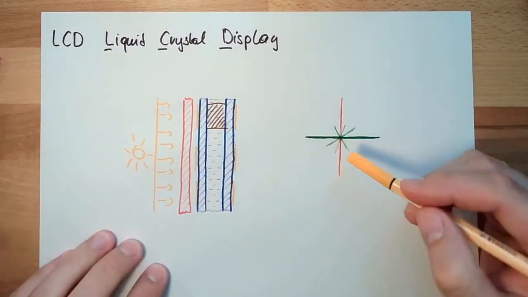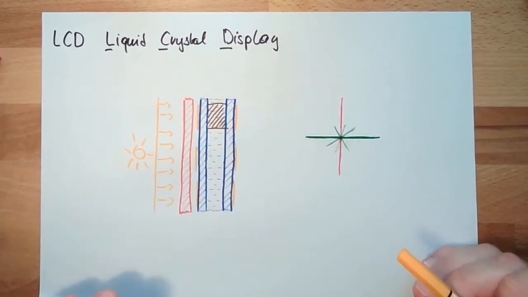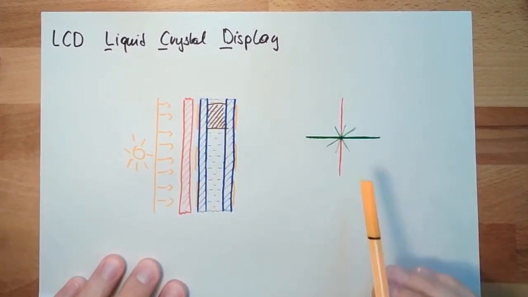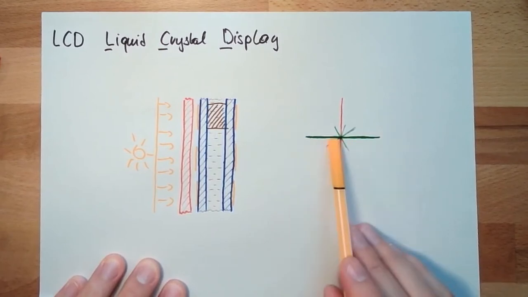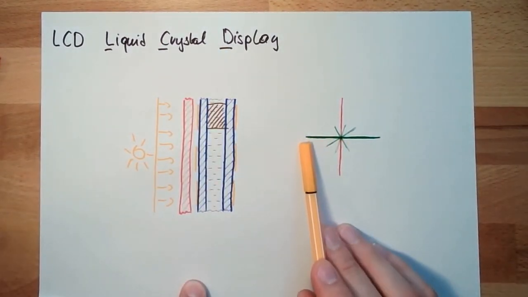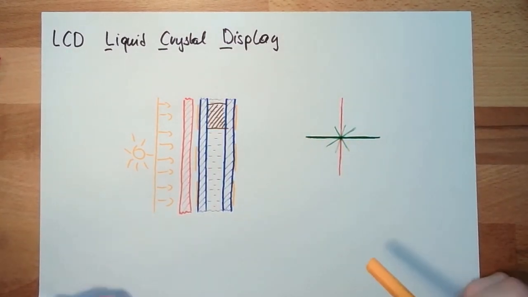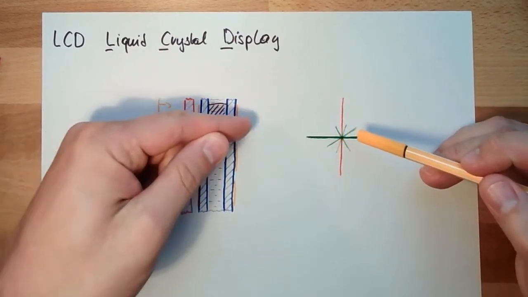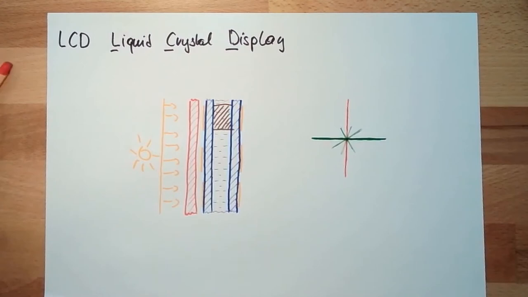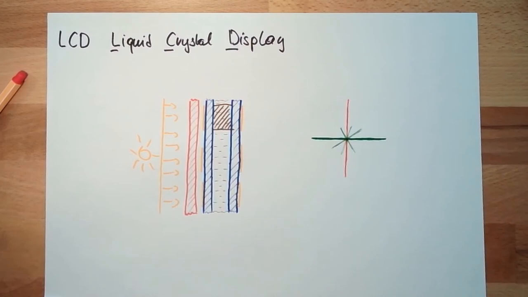Yeah? If there is no voltage, then it passes simply through the liquid crystal. And that's it, I can see the light. If I turn on voltage here, then only this light would be allowed to pass. However, I only have this light, so no light is passing. And suddenly this dot here looks black. Yeah? I have here a black dot. I will not draw it.